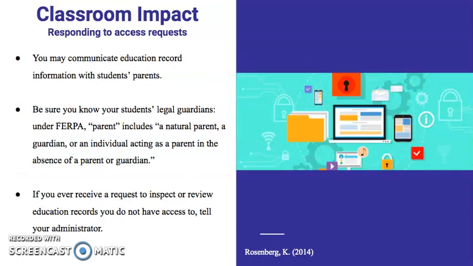So when you're responding to access requests, you may communicate education record information with student parents. Be sure you know your student's legal guardians. Under FERPA, parent includes a natural parent and a guardian, or an individual acting as a parent in the absence of a parent or guardian. If you ever receive a request to inspect or review educational records you do not have access to, tell your administrator.